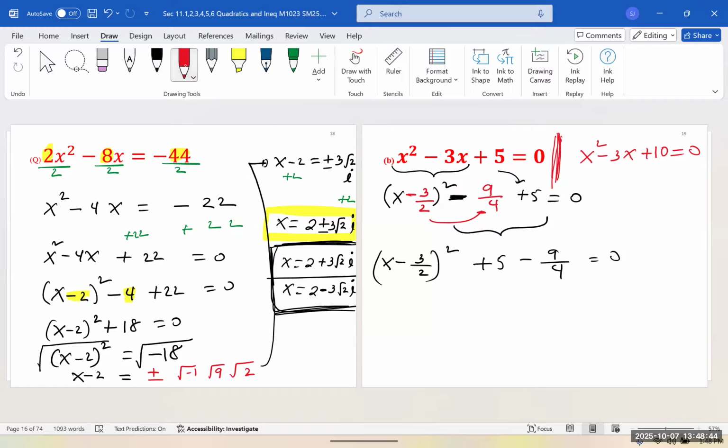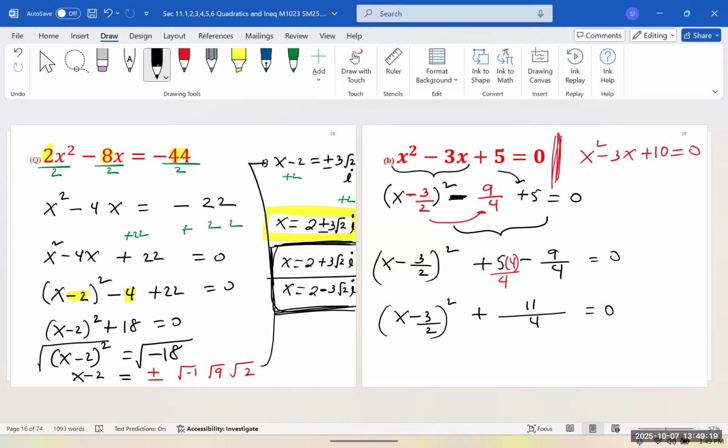So you cannot combine any fraction with a non-fraction unless you have the same denominator. So you need a 4 there, but math is fair. If you put 4 on the denominator, where else do you have to put 4? On the numerator. So now you have 4 on the bottom. And what do you have on the top? 20 minus 9, which is 11. So x minus 3/2 squared plus 11/4.